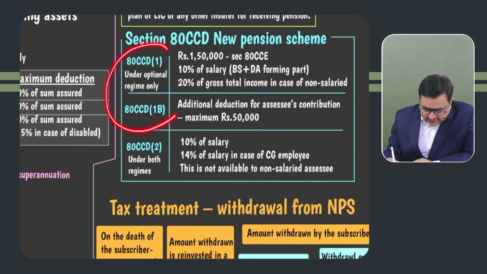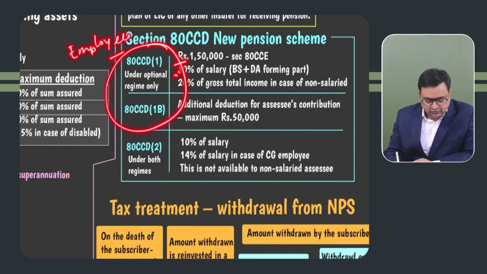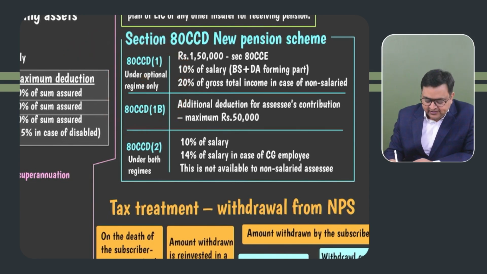But CCD1 and CCD1B are only and only available under the optional regime. Now, this is employee contribution, or I can say assessee's contribution. See, CCD1 shares the limit of 1,50,000 with ATC and 80 triple C. CCD1B does not share the 1,50,000 with those sections. It has its own limit, 50,000 rupees. So first of all, whatever the assessee is contributing, assessee here means employee.